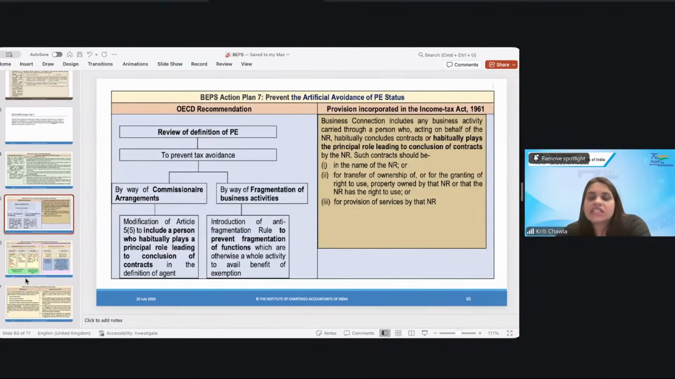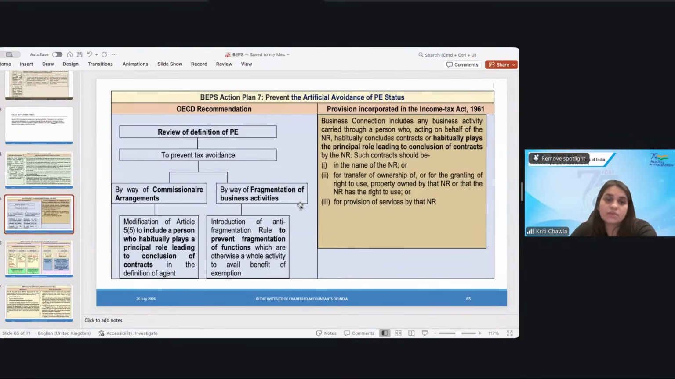Then there is BEPS Action Plan 7. BEPS Action Plan 7 talks about preventing the artificial avoidance of PE status. Now, this is where OECD recommended that you should review the definition of permanent establishment. Why should you review it? Well, that is because there was a lot of tax avoidance happening because of that particular definition of permanent establishment.